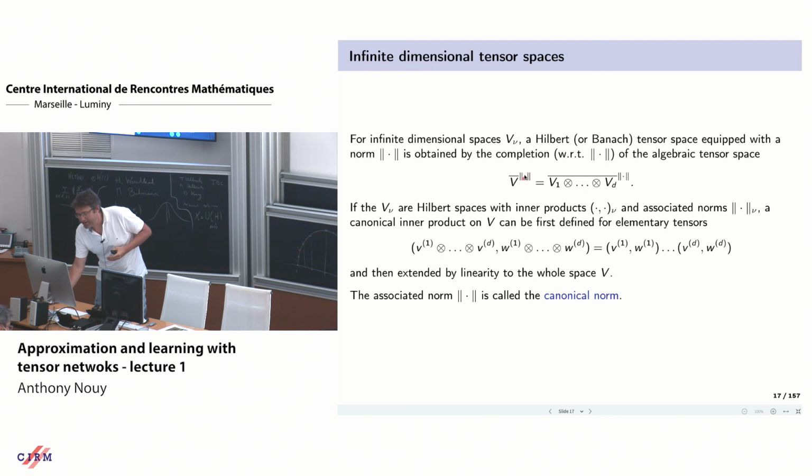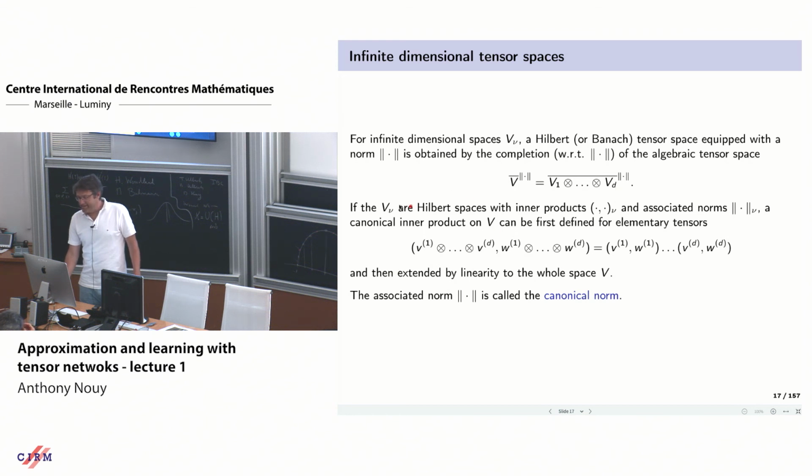So you can define like this a Hilbert or Banach tensor space by completing the algebraic tensor space with respect to a particular norm, okay? If this norm is associated with an inner product, it will result in a Hilbert tensor space. If it is not associated with an inner product, it will result in a Banach space.